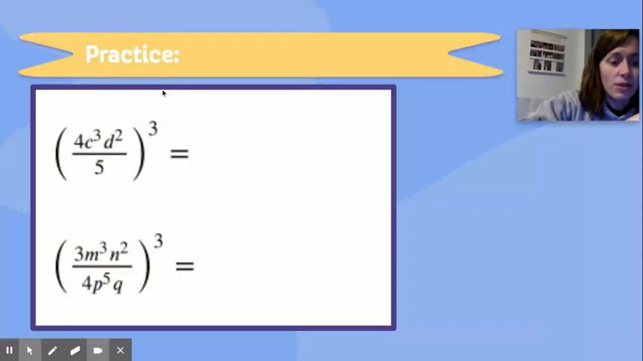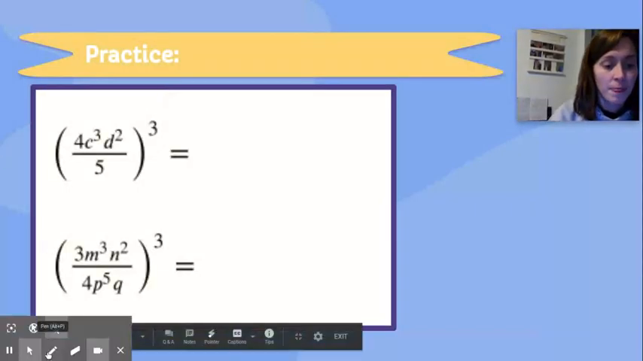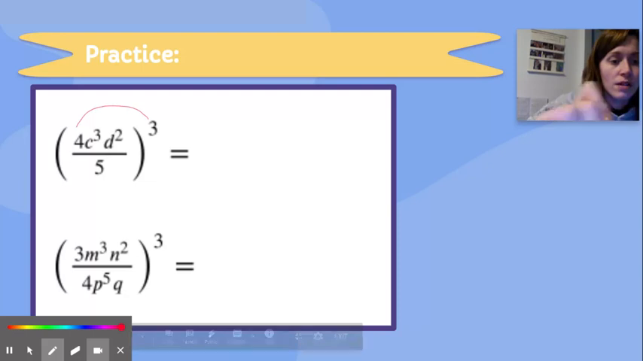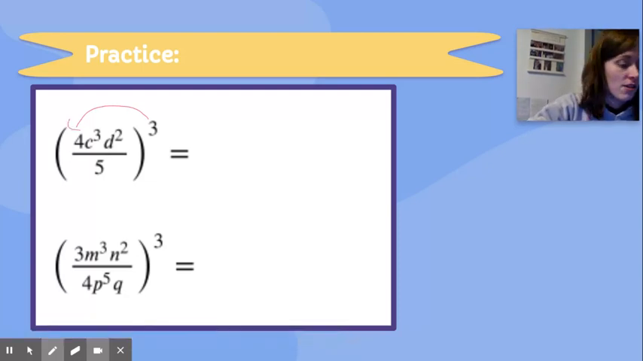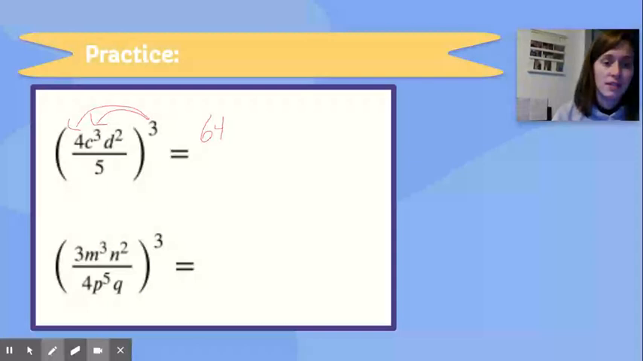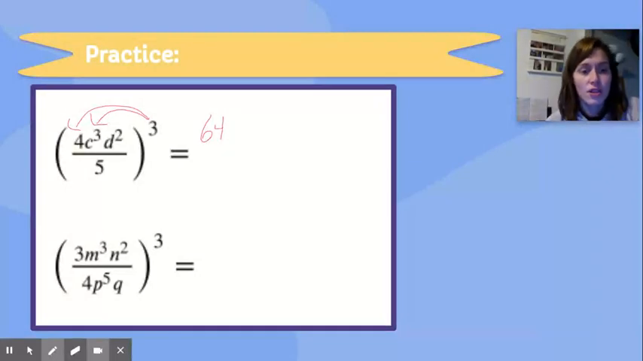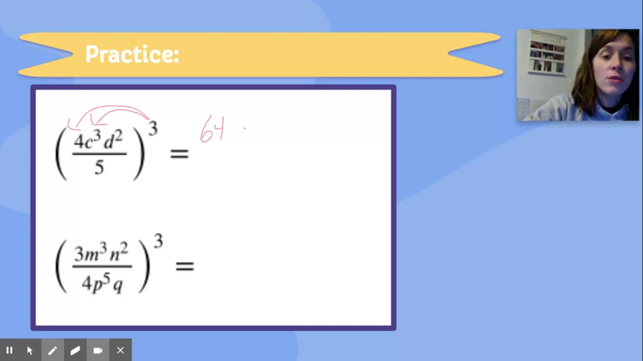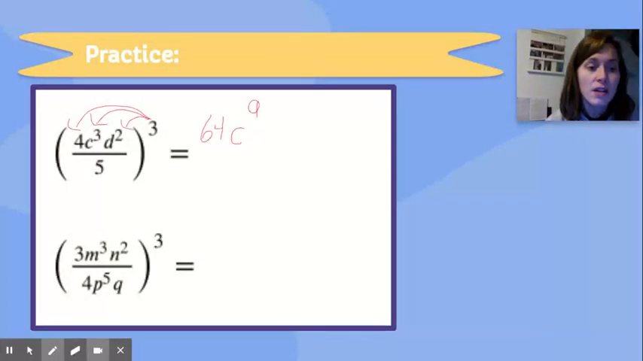Okay, distribute the 3. Let me turn my pen on. To the 4. And 4 to the third, if we type that in our calculator, will give us 64. Then we distribute to the c. So c to the third. Remember, when we have exponents with exponents, we multiply. So 3 times 3 gives us c to the 9th. And then we distribute to the d squared.